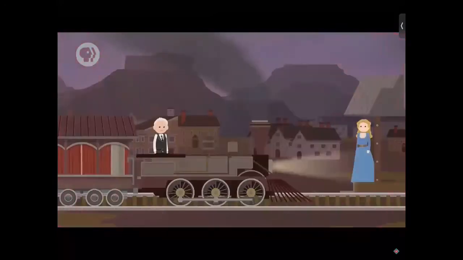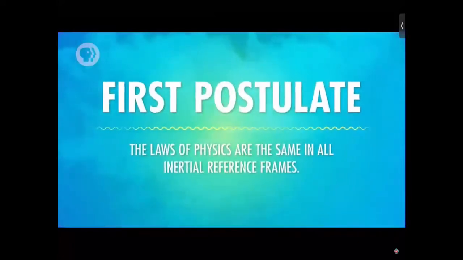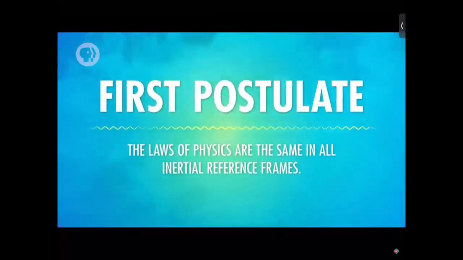In our train example, the two reference frames are the perspective of someone standing on the train and someone standing on the platform. Neither reference frame is accelerating, so they're inertial, and so special relativity applies. Now, special relativity is built around two main assumptions or postulates. The first says that the laws of physics are all the same in all inertial reference frames. It doesn't matter whether you're on the train or on the platform, the same equations will apply.